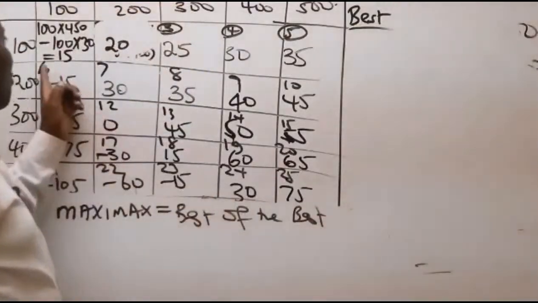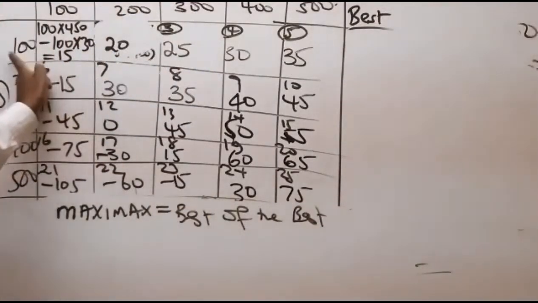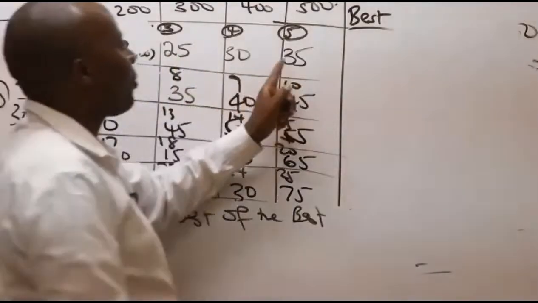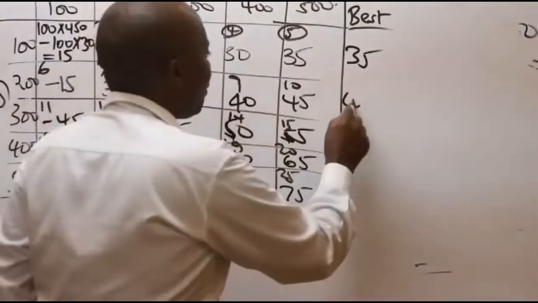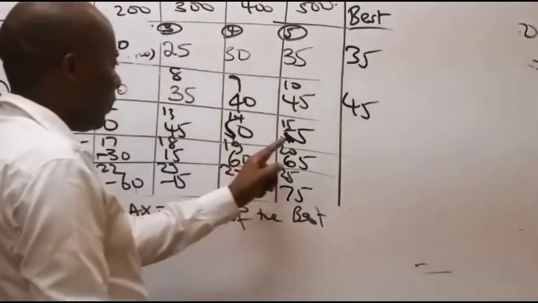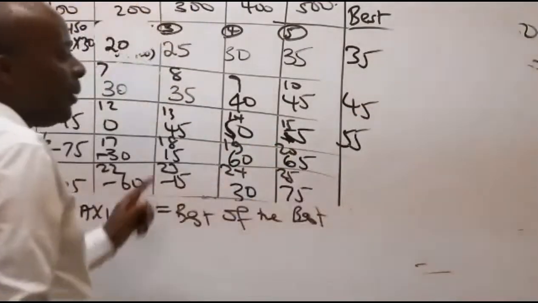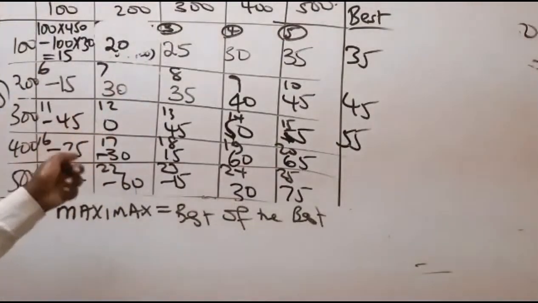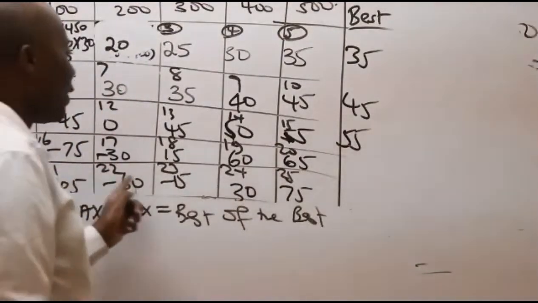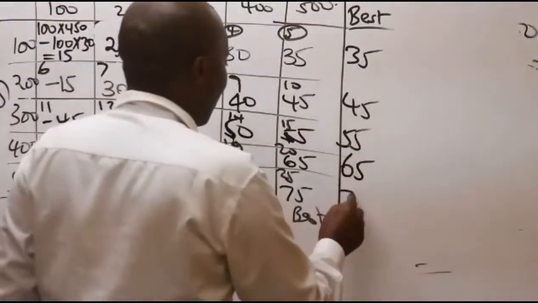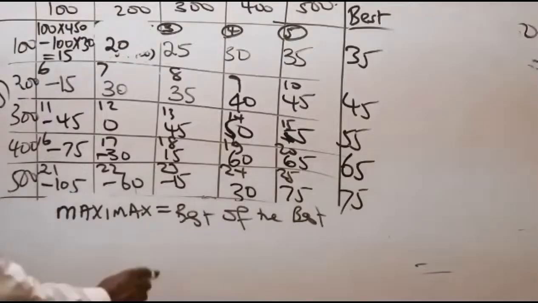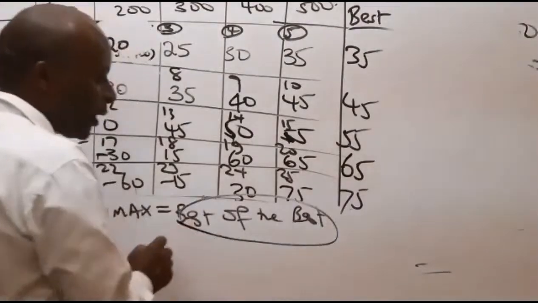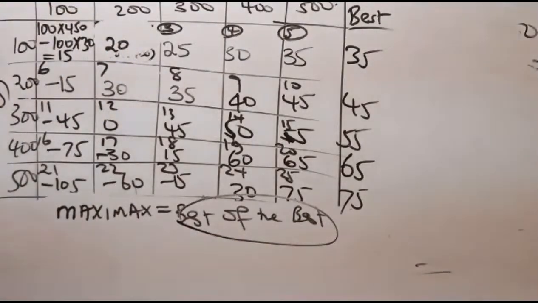So the very best profit here is always the highest. For this particular supply, the very highest profit is 35. For the second one, the very highest is 45. For the third one, the very highest is 55. I'm only picking the best for each scenario, for each supply, for each alternative. The very best is 65, and then now we have 75. All those are best scenarios, but remember, they want me to give them best of the best.